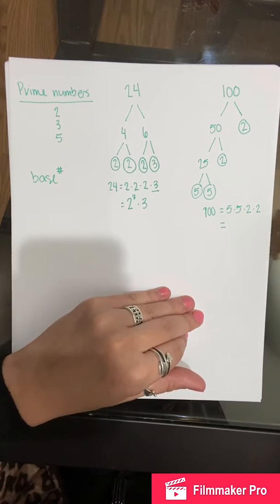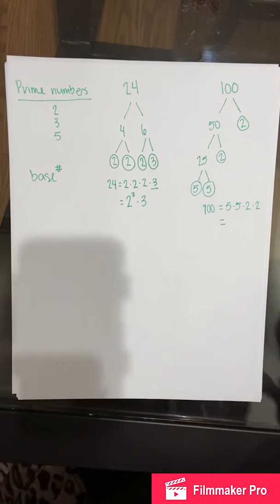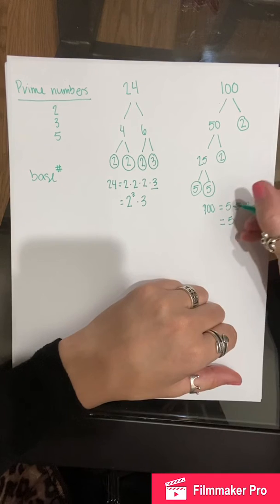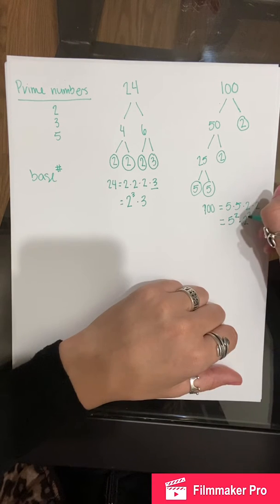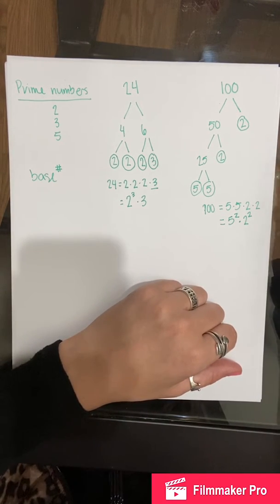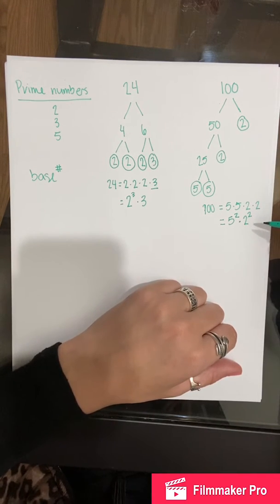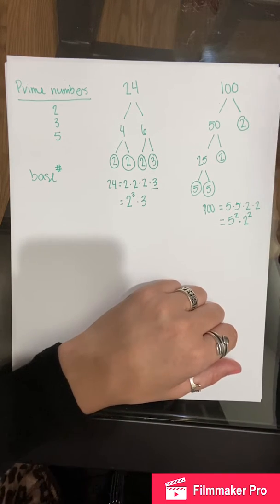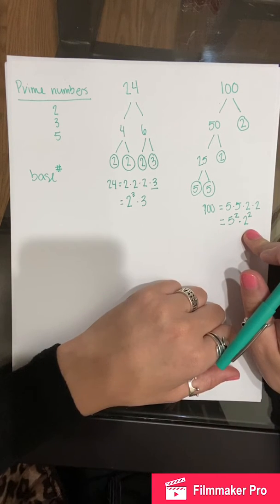Now in this one, we have 2 numbers that are being repeated. So let's start with the first one. Our base number is 5. And it has how many? 2 times another base. And how many times? 2. So 100 would equal 5 squared times 2 squared. And if you put that into your calculator, you should end up getting 100 back. And this would be your prime factorization equation.